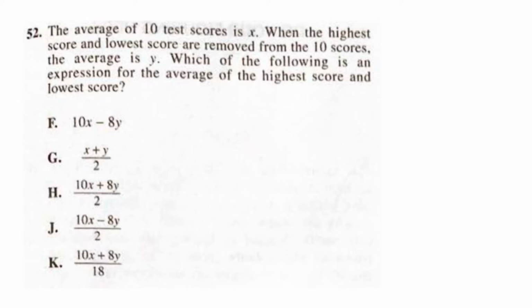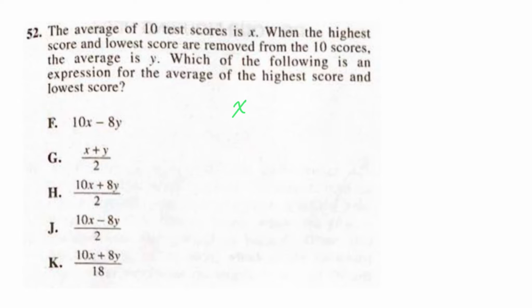On this question, it says we have an average of 10 scores, which is X, and the highest and lowest score are removed from the 10 for an average of Y. Which of the following is the expression for the average of the highest and lowest score? The best way to do this one is just to go back to their raw scores. Remember, the average is adding up all the numbers, the sum of the numbers, divided by the total number.